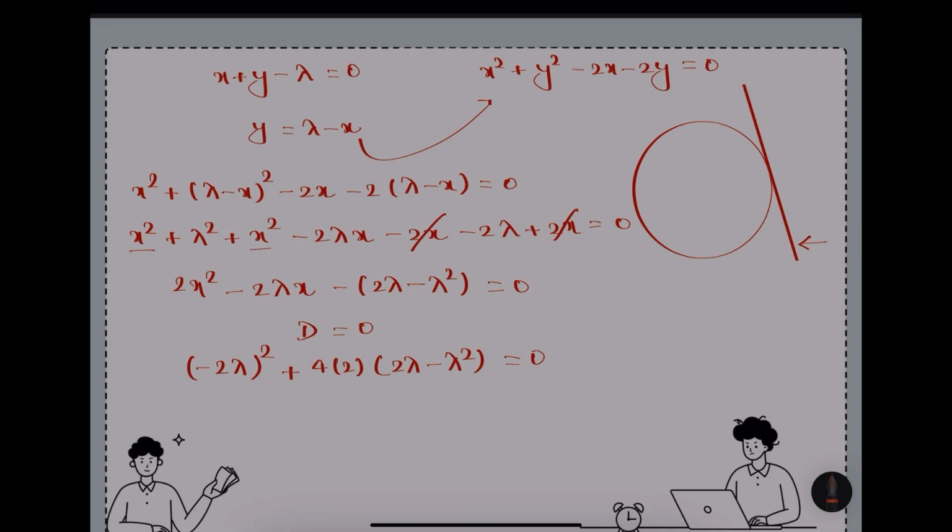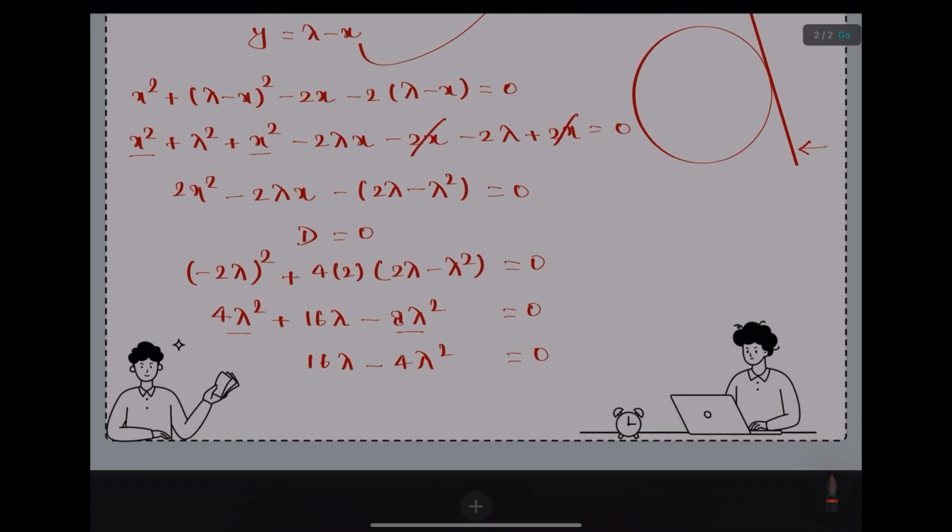Now look at this. It will become 4 lambda square plus 16 lambda minus 8 lambda square. You can club these two terms and we will be left with 16 lambda minus 4 lambda square. Now can I divide both sides by minus 4? So we will have lambda square minus 4 lambda. Again take lambda common, so lambda into lambda minus 4 equals 0. So we got the lambda value as 0 and 4.